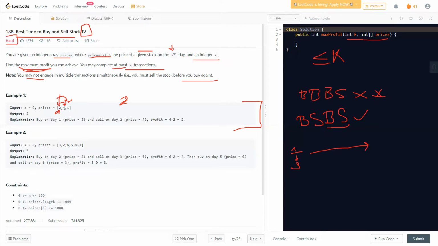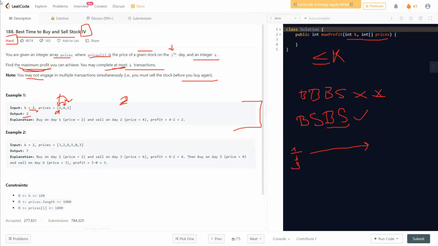Now, for this question, if you look ahead with the logic where k is given as 2, it says we can complete at most k transactions. So how many transactions can we actually do here? We can actually do one transaction, buy at 2 and sell at 4, and the profit will be 2. So that's the maximum profit we can earn. So this is not a proper case that highlights all the counter cases, so let's understand with some other cases.